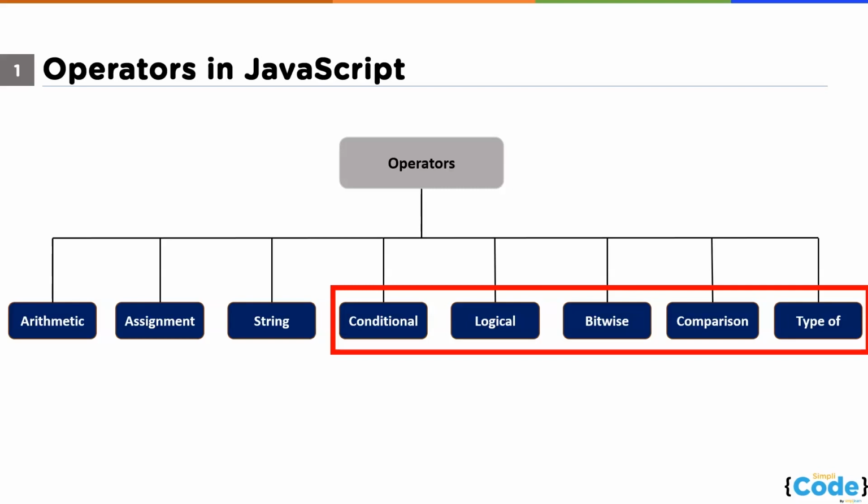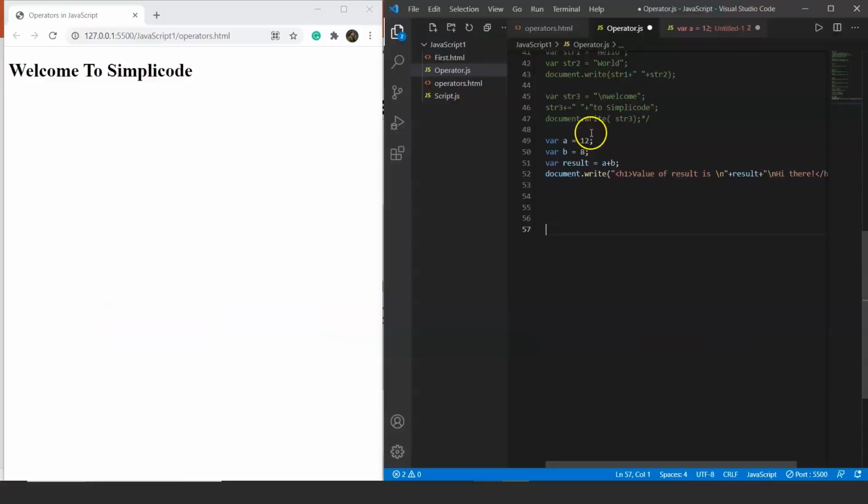Let's understand it with the help of an example. So here you can see I have taken 3 variables. I have taken variable a and I have assigned it the value 12. I have taken variable b and the value assigned to b is 8. And finally I have a variable result which stores the value of a plus b. Lastly, I'm printing out the result variable inside the h1 tag.